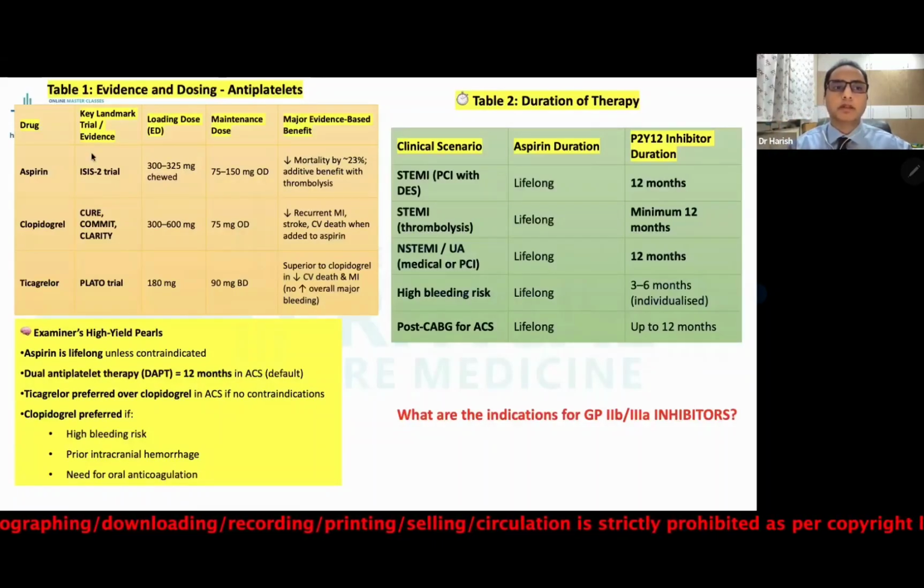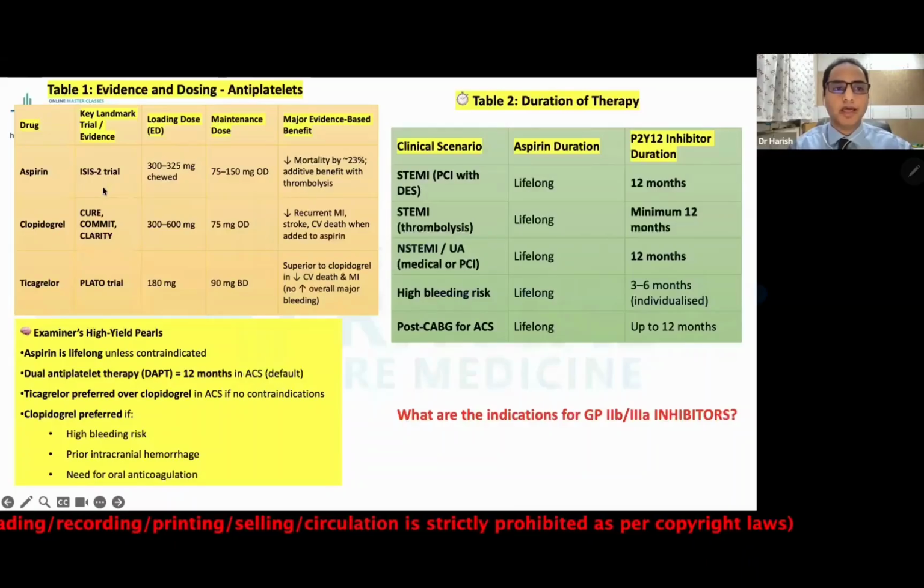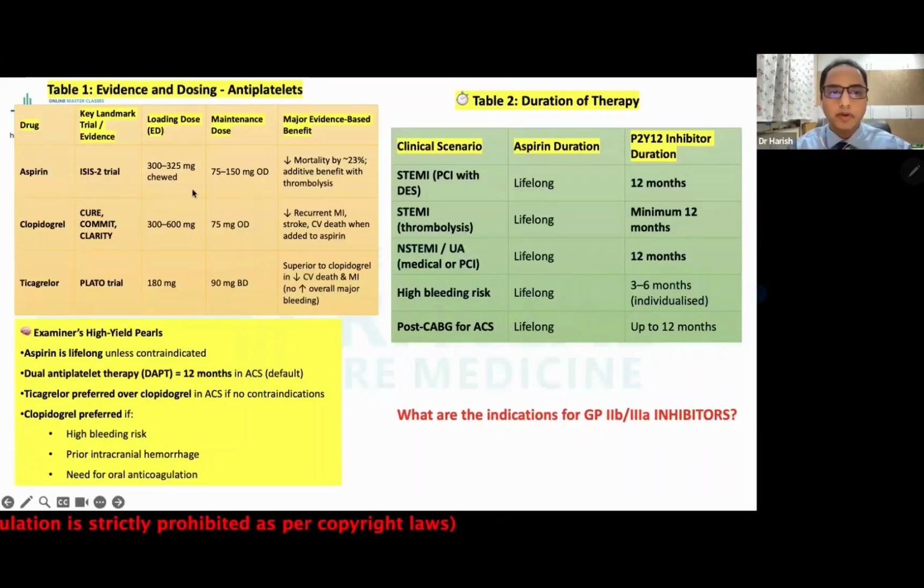Okay. So next, the evidence and dosing of antiplatelets. Aspirin: according to the ISIS-2 trial, 300 to 325 milligram chewed aspirin, with a maintenance dose of 75 to 150 milligram OD, definitely helps in reducing mortality by about 23%. There is additive benefit when you combine aspirin with thrombolysis.